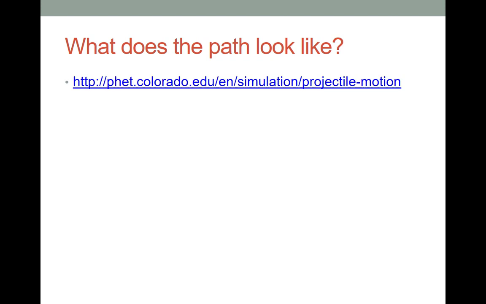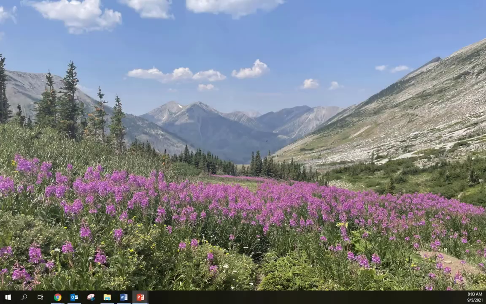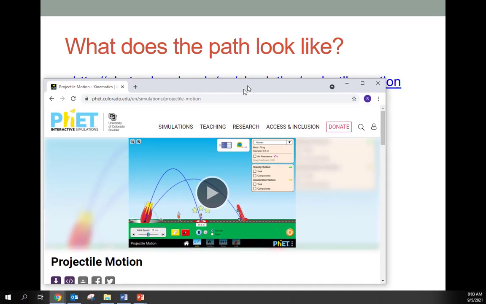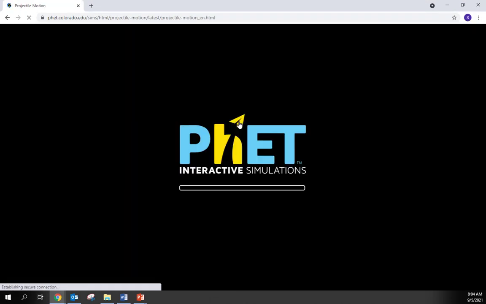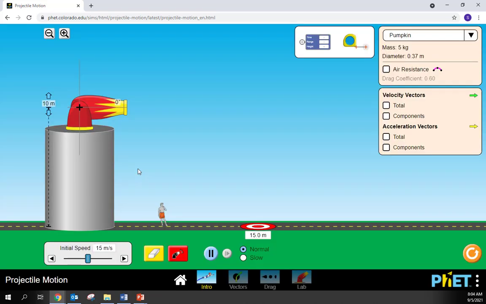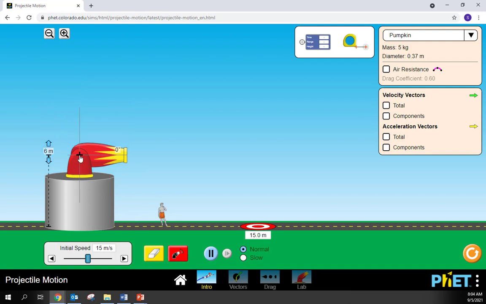When you open that link, which I will put up on Brightspace, it opens this window. And if you click in there, you have lots and lots of possibilities, but you just want the first one. So first, let's lower this down a little bit and angle it up a little bit and fire the cannon and just see what happens.